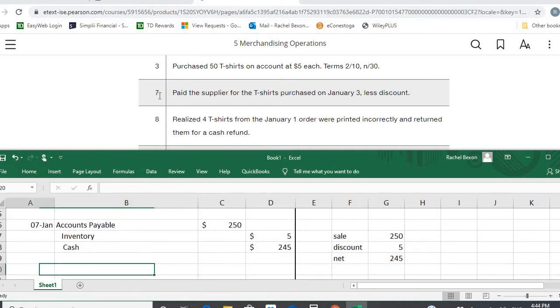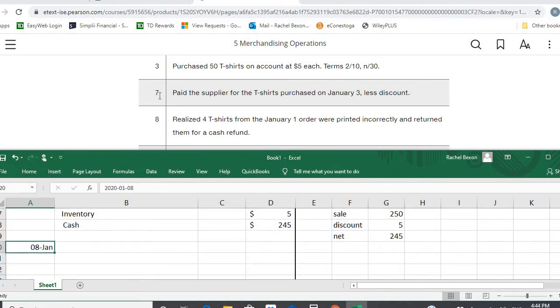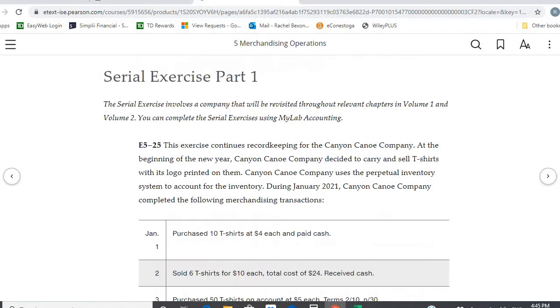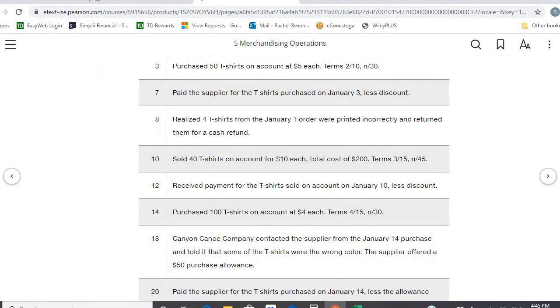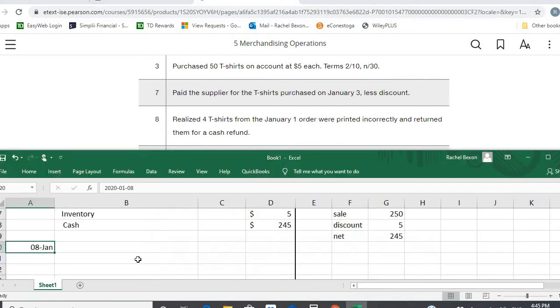Next, on the 8th, we realized that 4 t-shirts from the January 1st order were printed incorrectly and returned for a cash refund. So we have to go back and look at the January 1st order. At the January 1st order, we can see that we paid $4 for each of those shirts. So when we return them, we should get the $4 back.